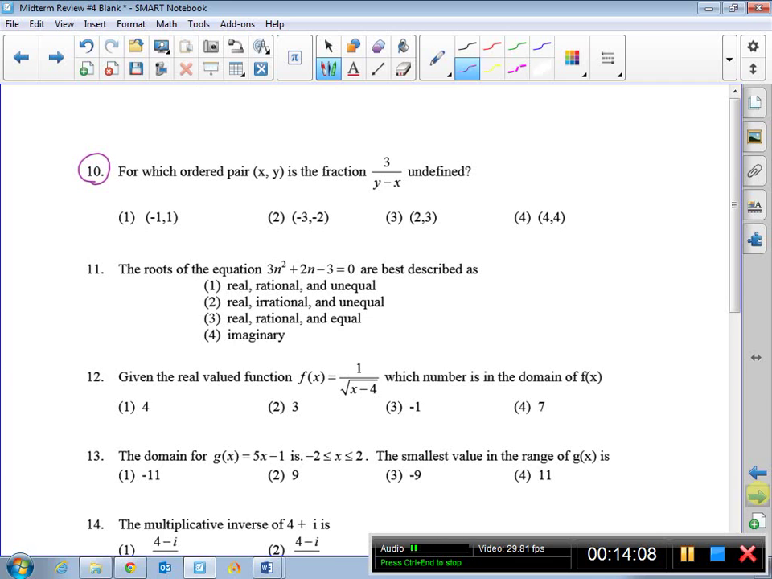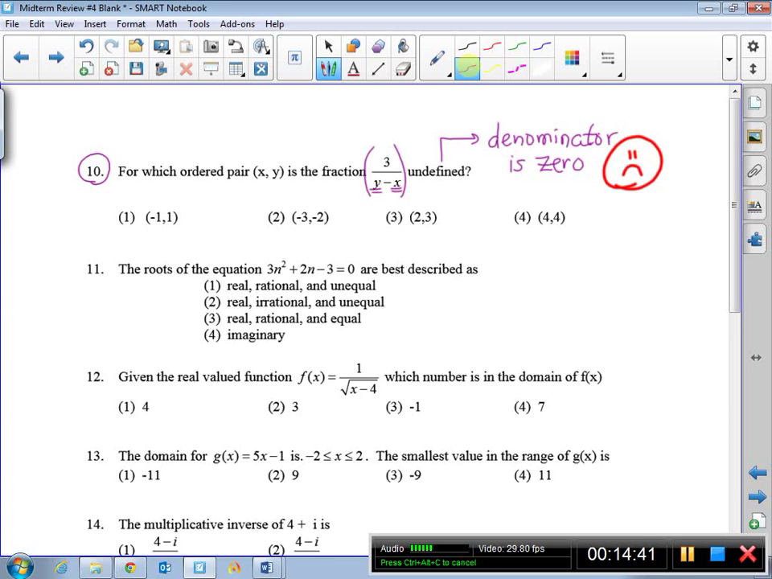Number 10. For which ordered pair, x, y, is this fraction, 3 over y minus x, undefined? So undefined fractions happen when the denominator is 0. And we know the denominator being 0 is a bad thing. We don't want denominators to be 0. So here they're asking for the pair x, y that would make a 0 denominator.